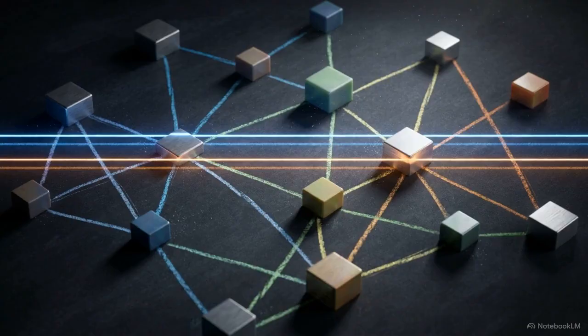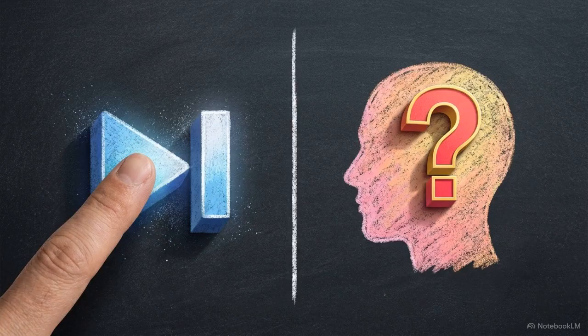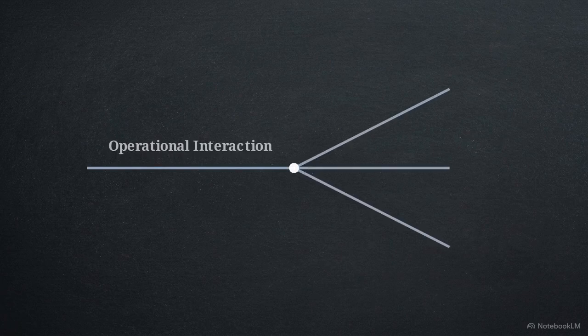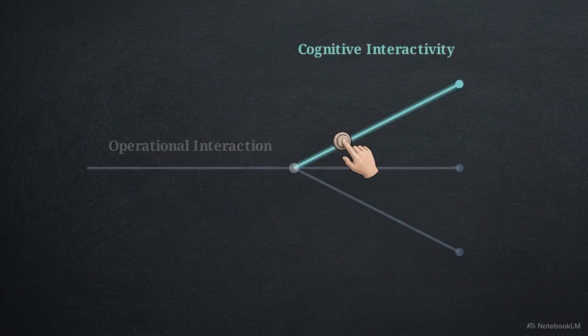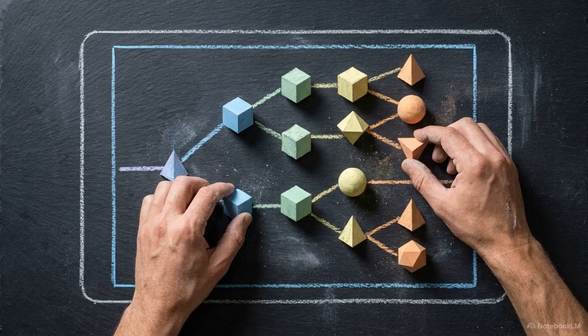We need to be precise about what interactivity actually entails. Yasser, if a student simply clicks play or pause on a video, does that qualify as true cognitive interaction? Correct. That is operational interaction. True cognitive interactivity requires the learner to solve a problem or make a choice that fundamentally branches the learning path. Effective, interactive design engineers digital environments that demand continuous cognitive effort from the learner.